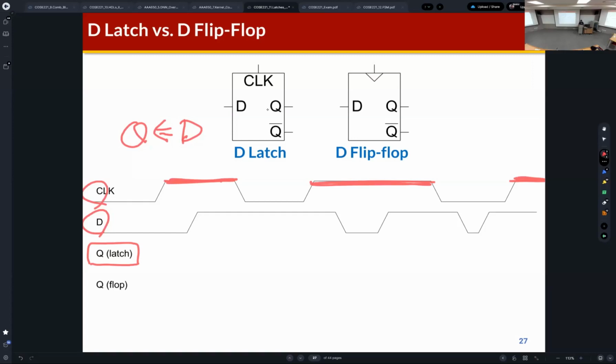So during this time, the latch becomes transparent. So what will happen? During this period, this is D. D is changed like this. So it's transparent, during this period, and also during this period.